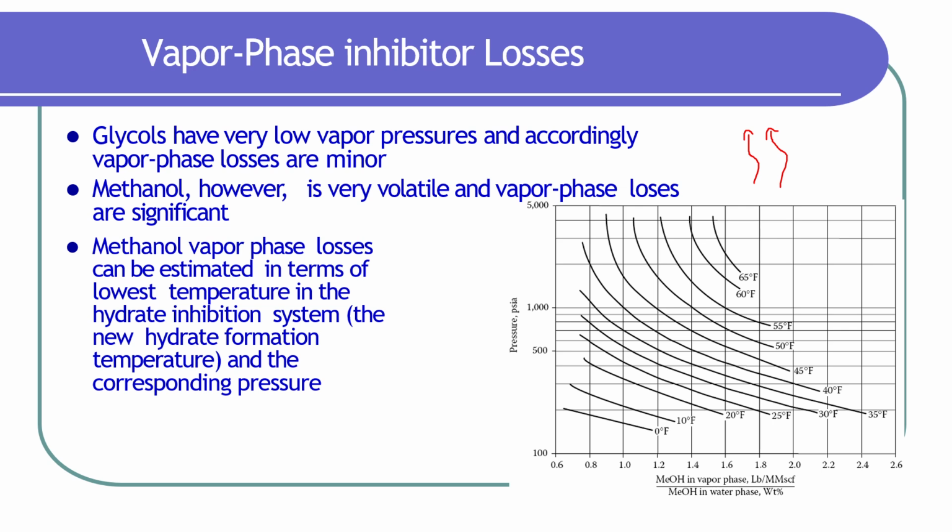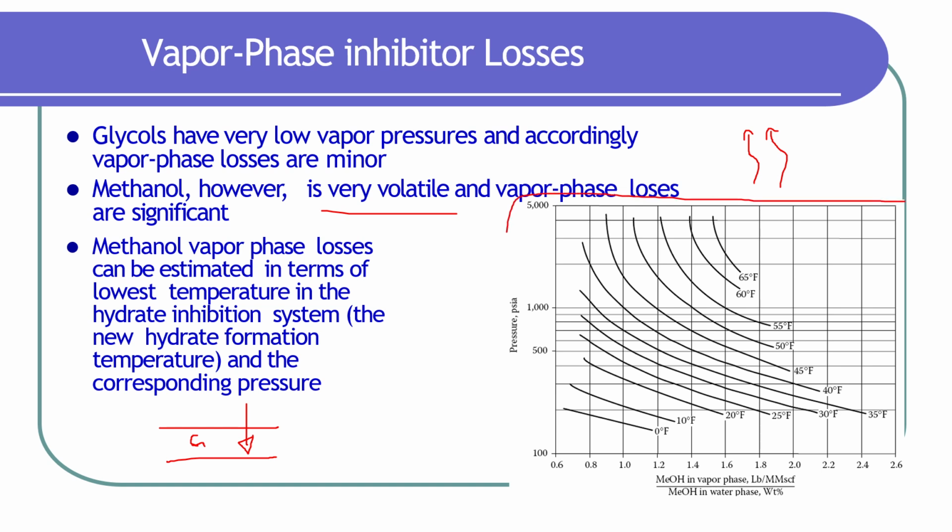Therefore, we need to adjust for this in order to account for how much is lost. Here is the gas stream. Once you add methanol to it, part of the methanol will be volatile and will be lost into the vapor phase, because methanol is very volatile. Therefore, there will be a certain amount of methanol that's going to be lost to the vapor phase, and we need to take this into consideration. That's why we need to use this chart that you can see here.